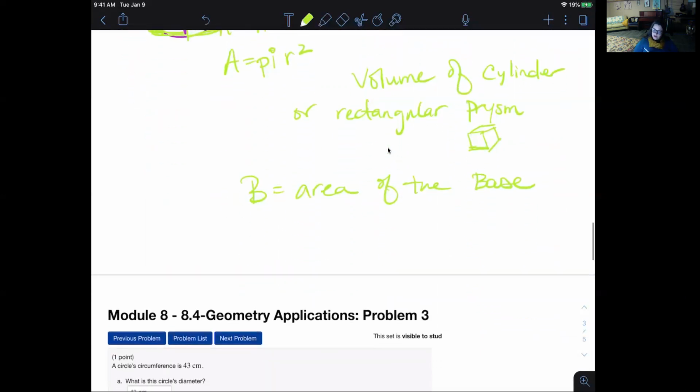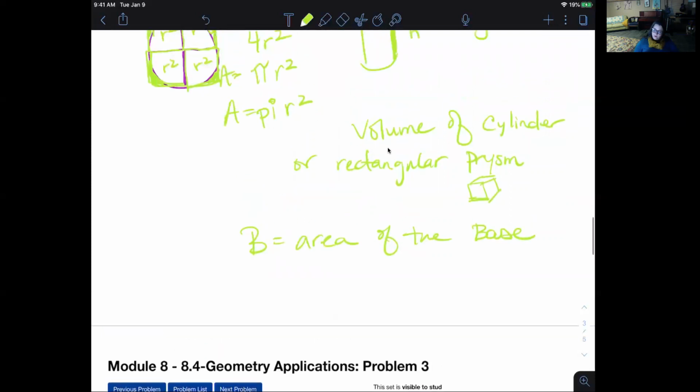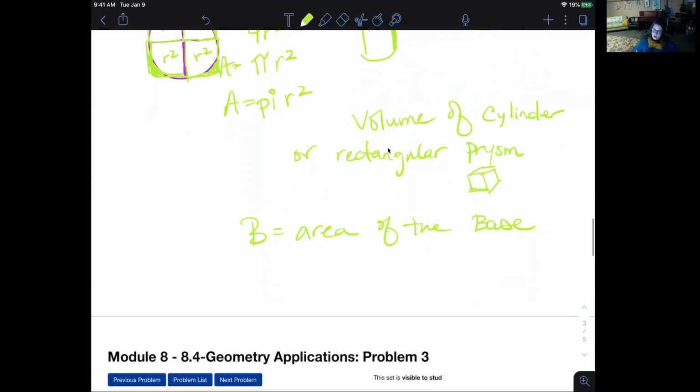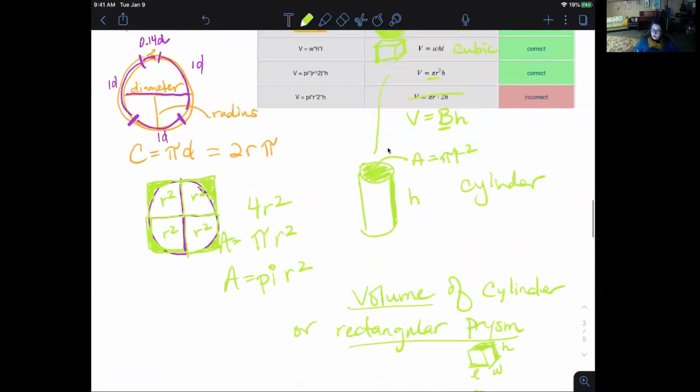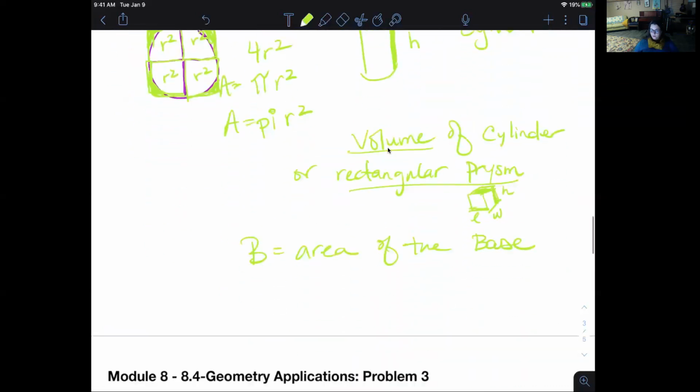When I'm finding the volume, did I say volume of cylinder? That's what I meant to say. When I'm finding the volume of a rectangular prism, I'm multiplying the length times the width and the height. So I'm finding the area of the base and then I'm multiplying it by the height. So that's why we use a big B here to represent the area of the base.